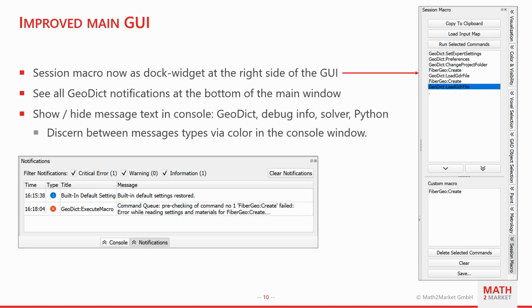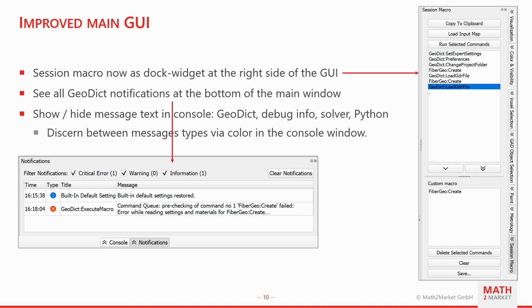On this slide I will highlight some of the main GUI improvements. The first point here is a session macro, which is now available as a dock widget on the right side of the Geodict GUI. With this session macro section, one can see what was done in the current Geodict session and can record specific steps into a Python macro file.